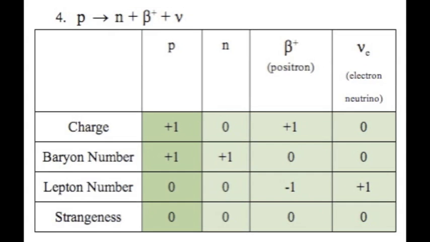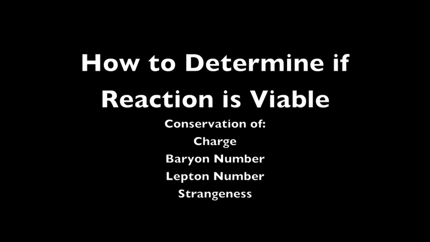So since 0 for the reactants and 0 for the products, we know that lepton number is conserved. Strangeness, none of these have a strange or anti-strange quark, so they all have strangeness numbers of 0, and so strangeness is conserved. Since all 4 of these values are conserved, this reaction is viable. So overall, to solve these problems, just go through each of the components of the proposed reaction, figure out their charge, baryon number, lepton number, and strangeness, and make sure that all 4 of these values are conserved throughout the reaction.